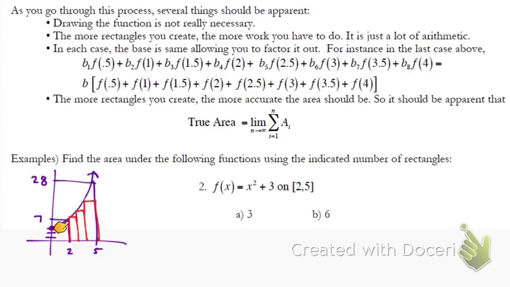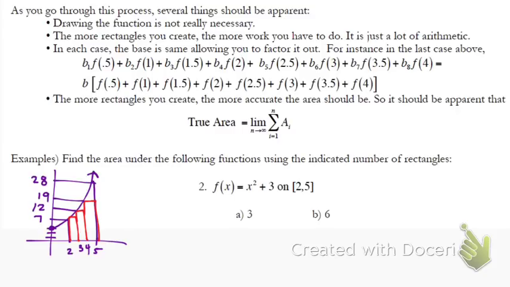So my height at 2 is 7, we already discussed that. What about at 3? If I plug 3 into the function, 3 squared is 9, 9 plus 3 is 12, so at 3 I have a height of 12. And for this last rectangle, if I plug in 4 to the function, 4 squared is 16, 16 plus 3 is 19, so I have a height of 19.